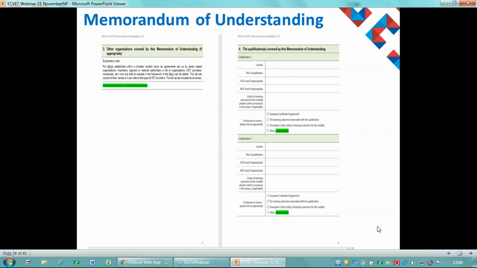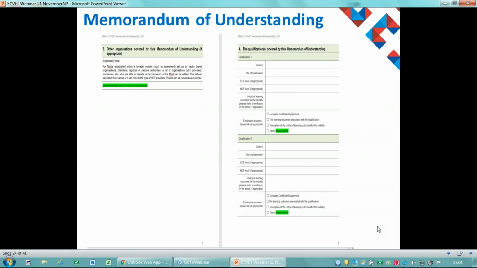Page 4 is where you can reference the qualification or the qualifications. You can list as many as you like, but remember you're not meant to be creating extra work for yourselves, but trying to link the mobility period abroad with an existing qualification in the UK, if at all possible. And it gives you an opportunity to list the qualification that your participants are undertaking in the UK, what level they're at, and whether you are including further documents such as Europass mobility in the annex of the MOU.